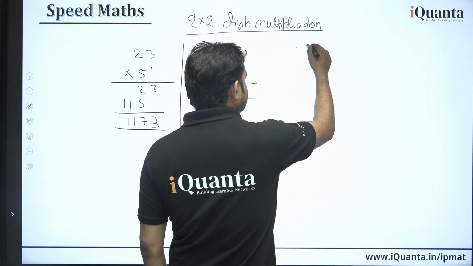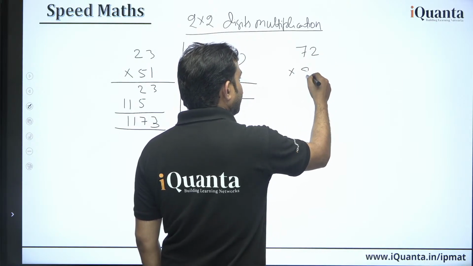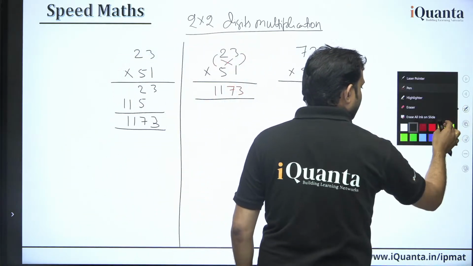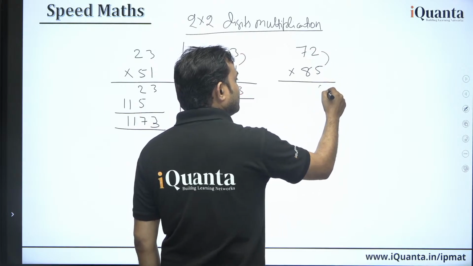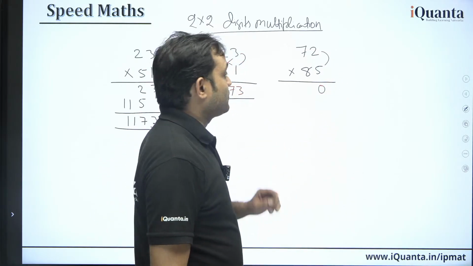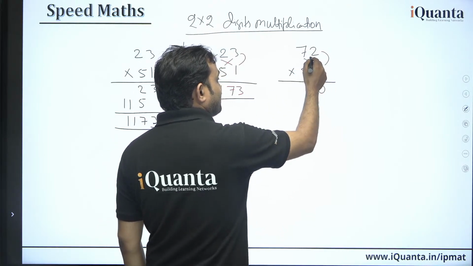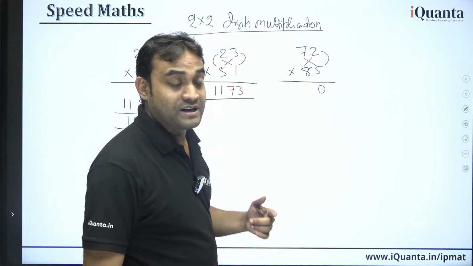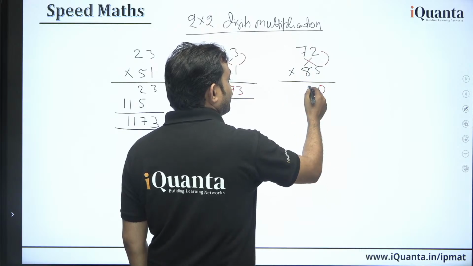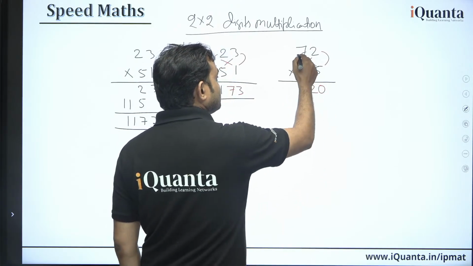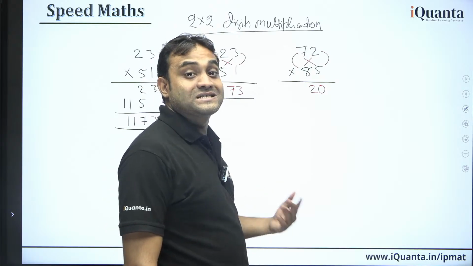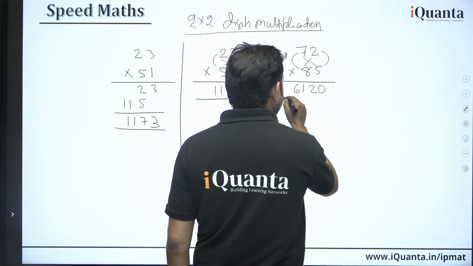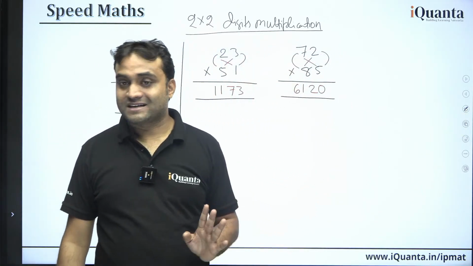Let's take some number like 72 into 85. So how do we calculate this? Again, what we are going to do here is multiply 2 into 5, which will give us 10, so 0, carry forward 1. 7 into 5, 35. 8 into 2, 16. 35 plus 16 is 51. The carried forward is 1. So it will be 52. Carried forward is 5 now. 7 into 8 is 56 plus 5 will be 61. So the answer is 6120. Okay, is that good?